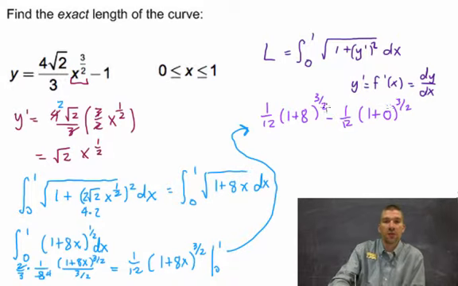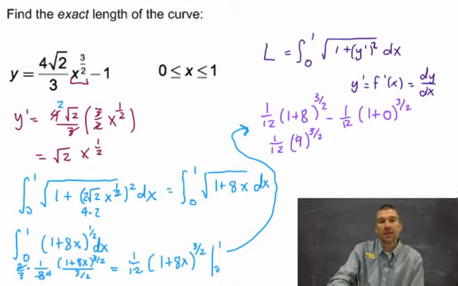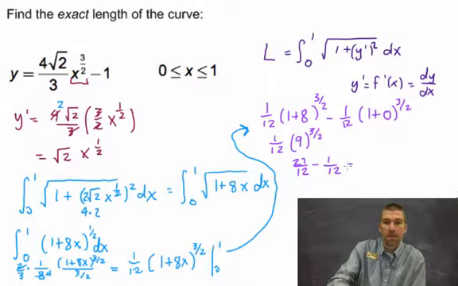So it looks horrible, but it's really not too bad. So this is 1/12 times 9 to the 3/2. Okay, that's the square root of 9 cubed. Square root of 9 is 3. 3 cubed is 27. So 27 over 12 minus 1/12. And that's going to give us 26 over 12, or 13 over 6.